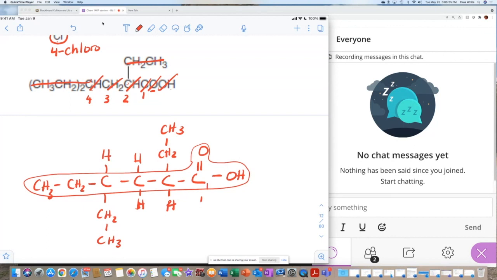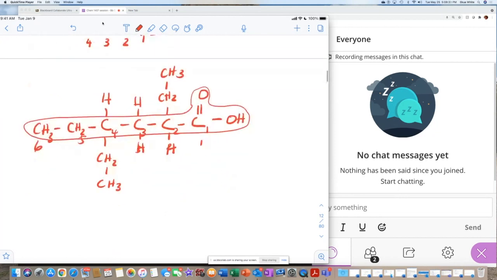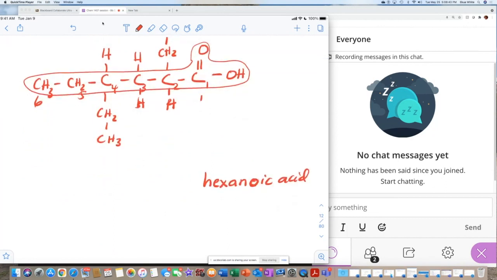So to number this, 1, 2, 3, 4, 5, 6. I have 6 carbons in my longest chain. 6 carbons, we usually have the alkane name of hexane. Replace the E with oic acid. See how I changed that without canceling anything out? Hexanoic acid. Okay, that takes care of this part.